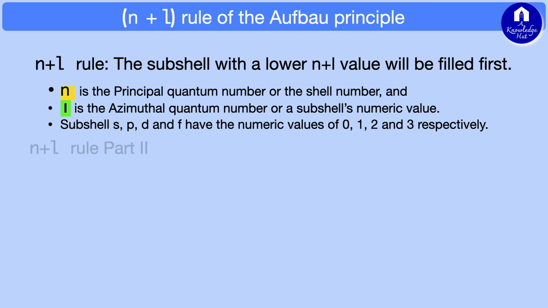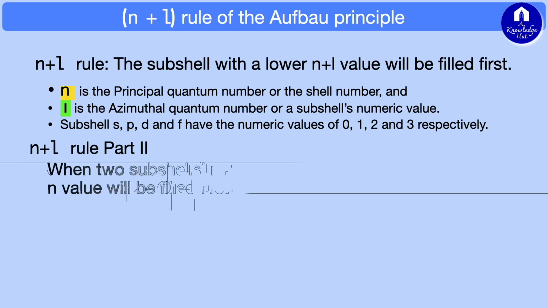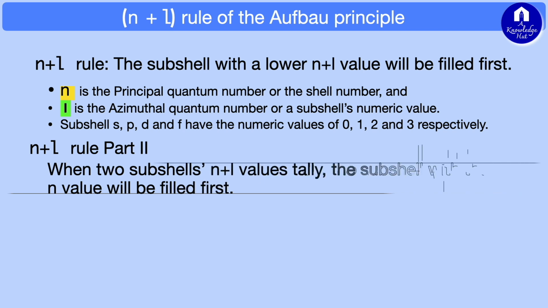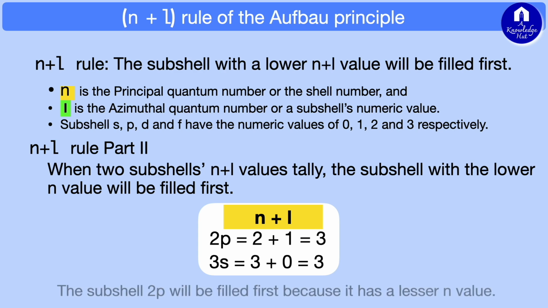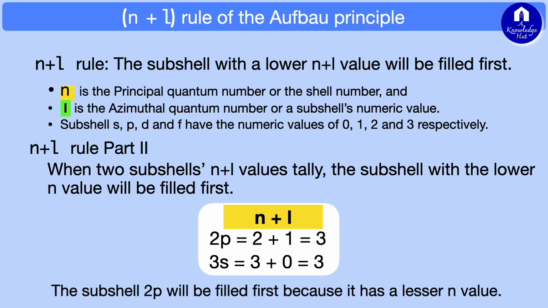There is a second part of the n plus l rule as well. It says that when two subshells' n plus l values tally, the subshell with the lower n value will be filled first. For example, the subshells 2p and 3s have exactly the same n plus l value of 3. In this case, the subshell 2p will be filled first because it has a lesser n value.